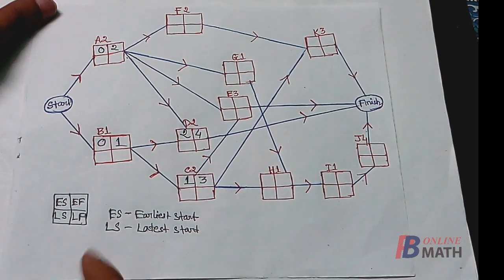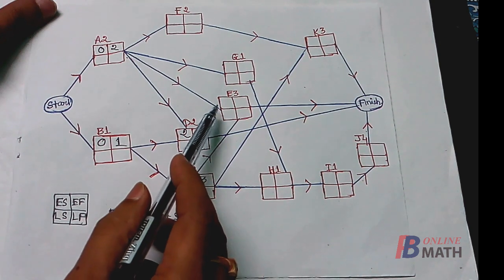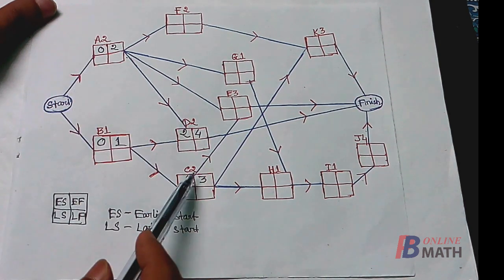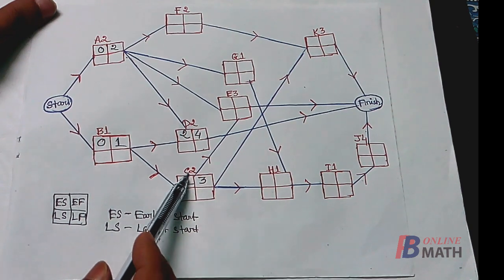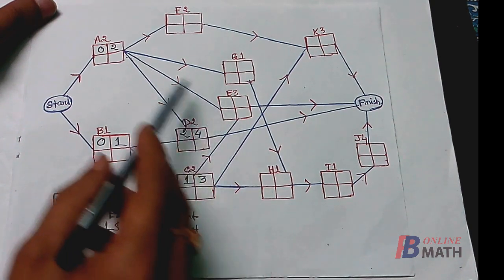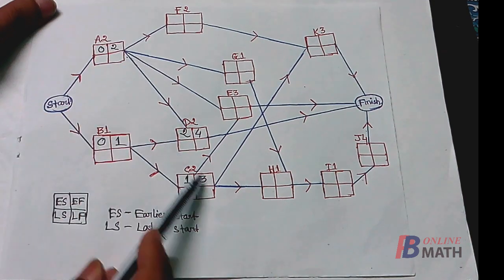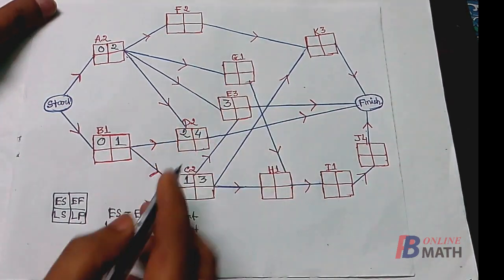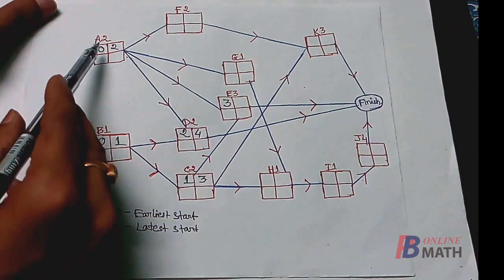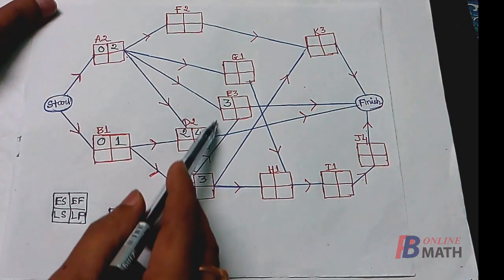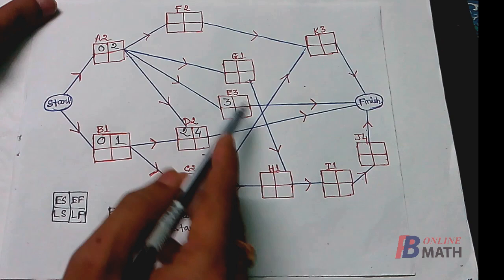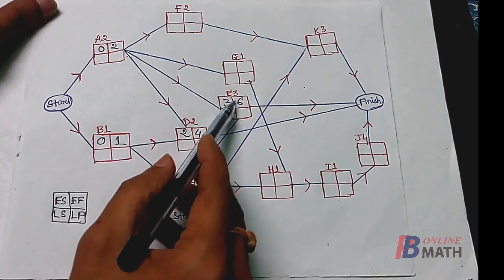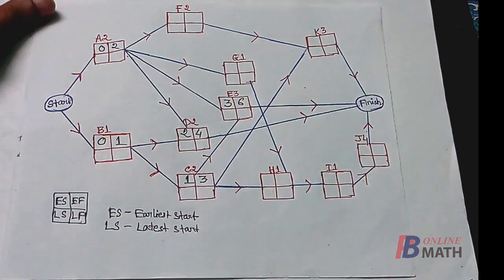Okay, consider the next activity E. Now it has two immediate predecessors A and C. So the earliest start time of the activity E should be the maximum of these 2 and 3. That means 3 is the earliest start time of the activity E when both the activities A and C are done. Now E requires 3 weeks, so 3 plus 3 is 6. So 6 is the earliest finish time of the activity E.